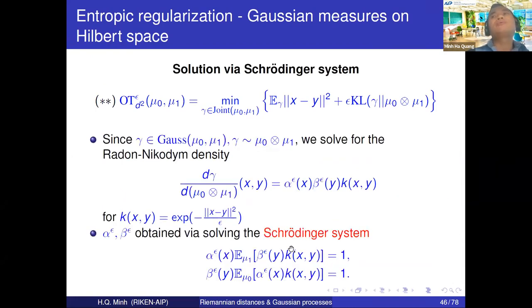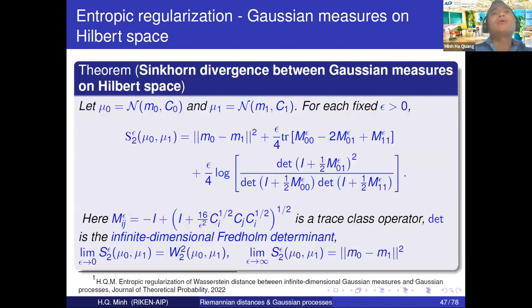A different way to do it is to solve something called the Schrodinger system, where we solve for the density of this gamma. So there are at least two ways to find the solution. This is the solution here. We have a closed formula for the minimizer gamma as well, and with this gamma, we find the Sinkhorn divergence is given by this formula here.